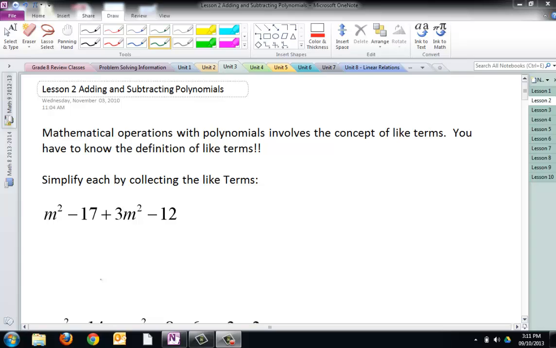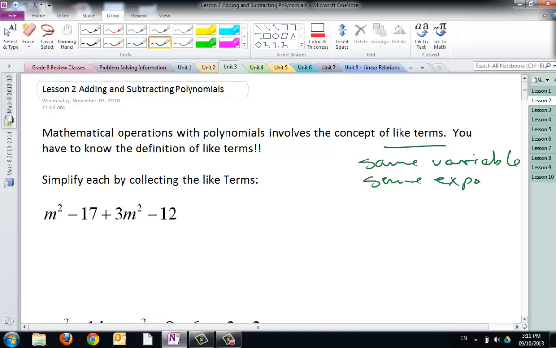The most important concept to remember as we go through this lesson today is the concept of like terms. You really need to know what like terms are. Remember that they involve the same variable, and that variable is raised to the same exponent. If you are unsure about like terms, please spend some time reviewing that. It is very important for this lesson.